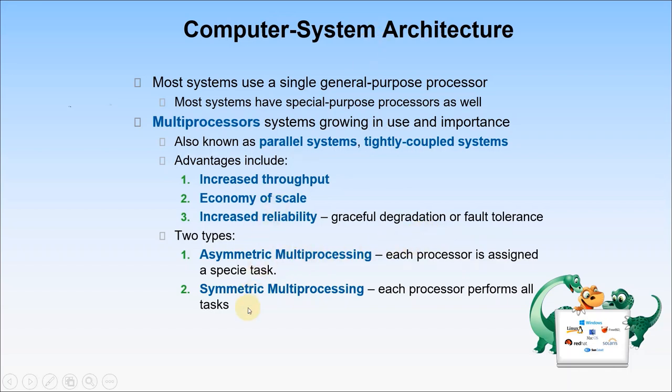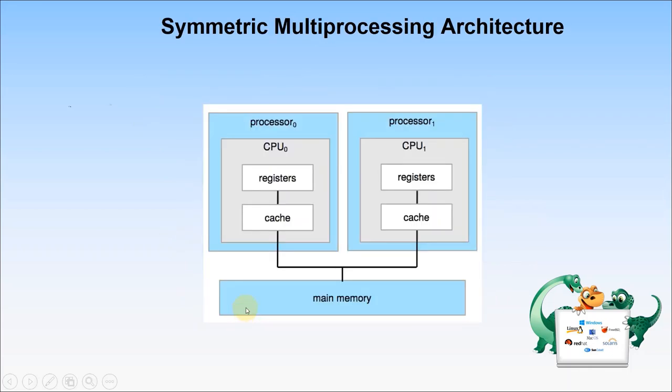So there are two types. You've got asymmetric multiprocessing wherein each processor is assigned a specific task, and symmetric multiprocessing, where each processor performs all tasks. Now I have here an example of symmetric multiprocessing architecture. You've got processor 0 and processor 1 sharing the main memory. Each CPU has its own registers and cache, but the main memory is shared.